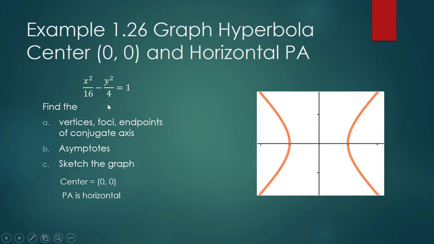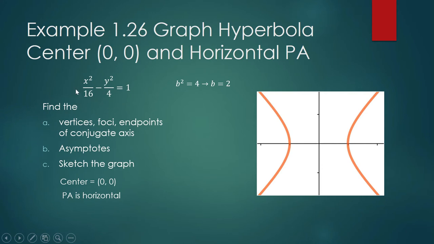The denominator that comes after the subtraction is b squared. So b squared is equal to 4, so b is equal to 2. What is the significance of b? What information can we get from b? The conjugate axis. Together with the length of the transverse axis, we can produce the asymptotes. That's the significance of b.